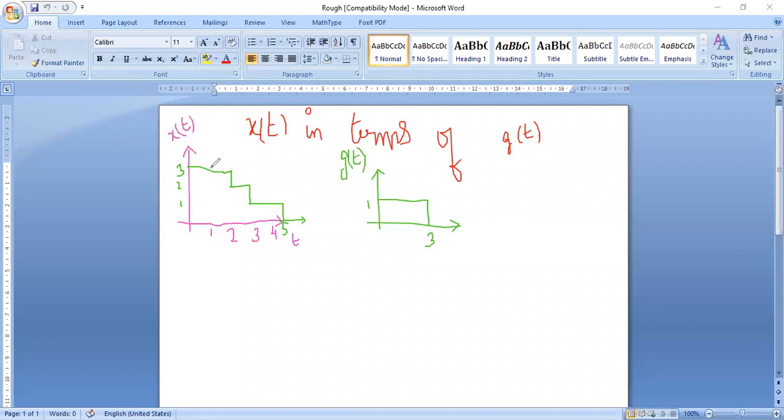See, this amplitude is 3, draw a straight line, okay? Amplitude is 3 at time t equal to 2, amplitude is 2 at time t equal to 3, and amplitude is 1 at time t equal to 5. Any doubts in the diagram?